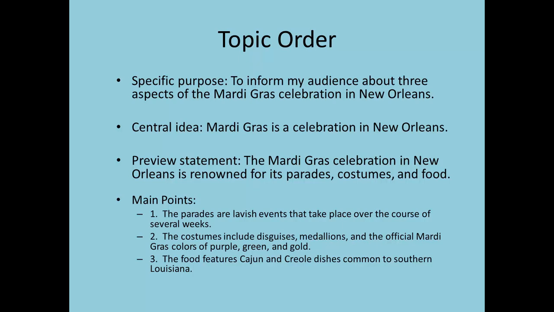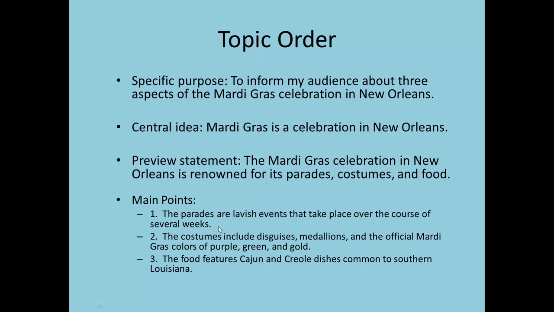Following that, my previous statement, the Mardi Gras celebration in New Orleans is renowned for its parades, costumes, and food. Now, that previous statement consists of 3 things: parades, costume, and food. These are what we call topics or topic order to the main topic, which is the Mardi Gras celebration in New Orleans. So the body of my speech should consist of 3 main points. Main point number 1 being the parade, point number 2 the costumes, point number 3 the food.